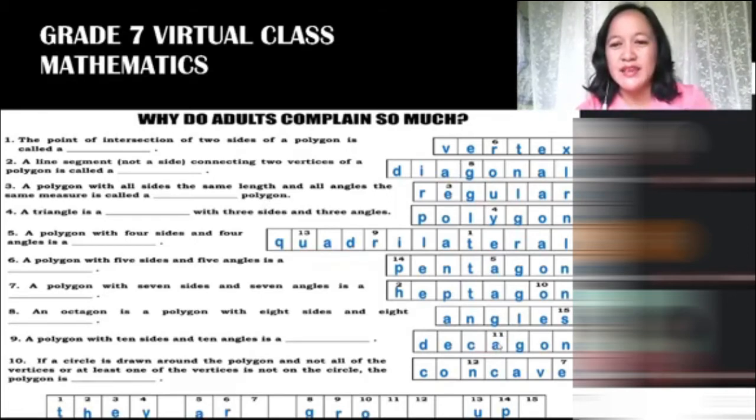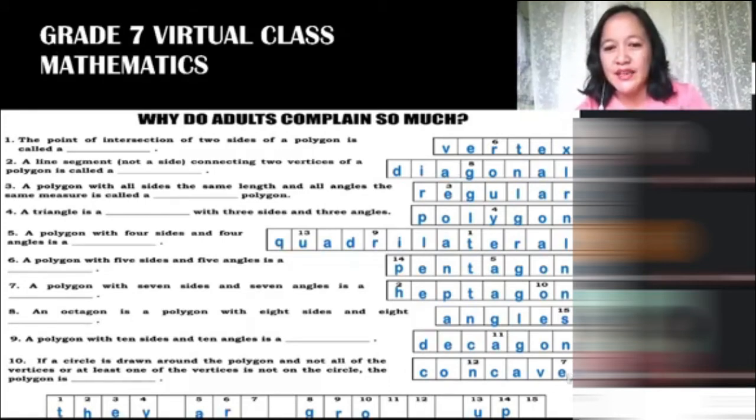Okay, let's just match them. Our number 7, what letter is number 7? Letter E. Ayan na. They blank blank ups. They are grown ups. Okay. Who answered everything? What about our FB Live viewers?